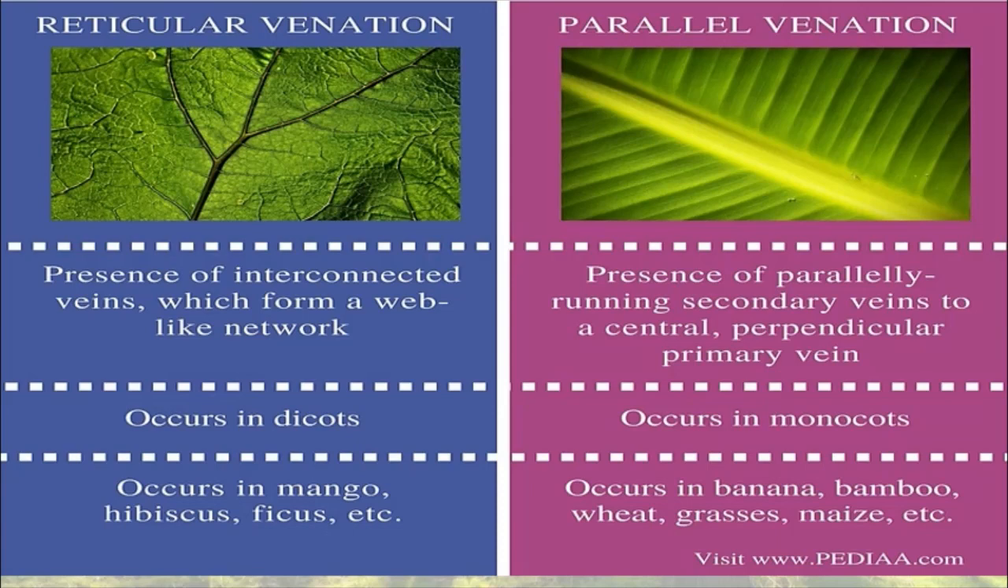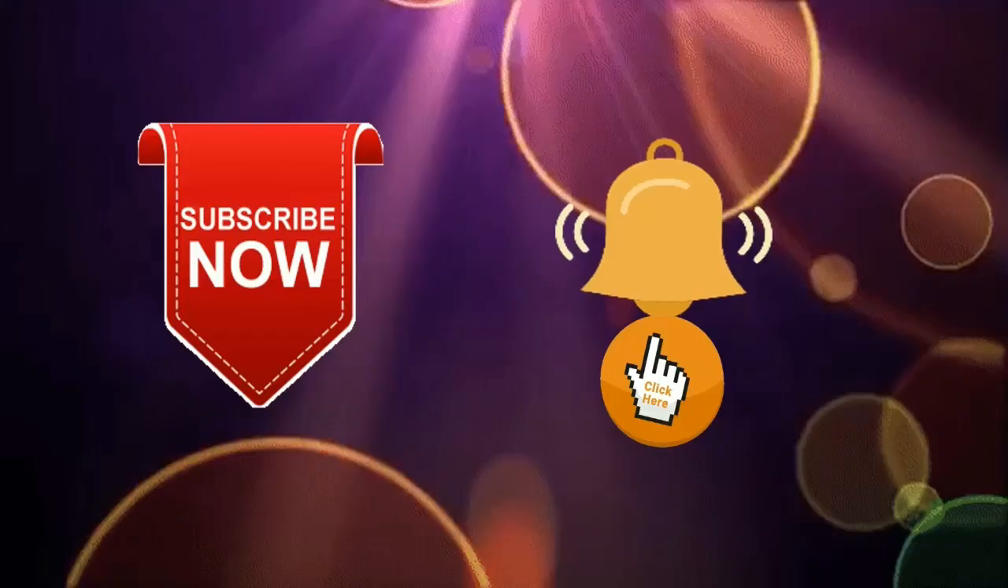Now mostly, reticulate venation you will find in dicotyledon plants, and parallel venation is seen in monocots. Examples of reticulate venation are mango, hibiscus, ficus, etc. Whereas where will you find parallel venation? You will find it in banana plant, bamboo, wheat, and the normal grass that you see in the garden.